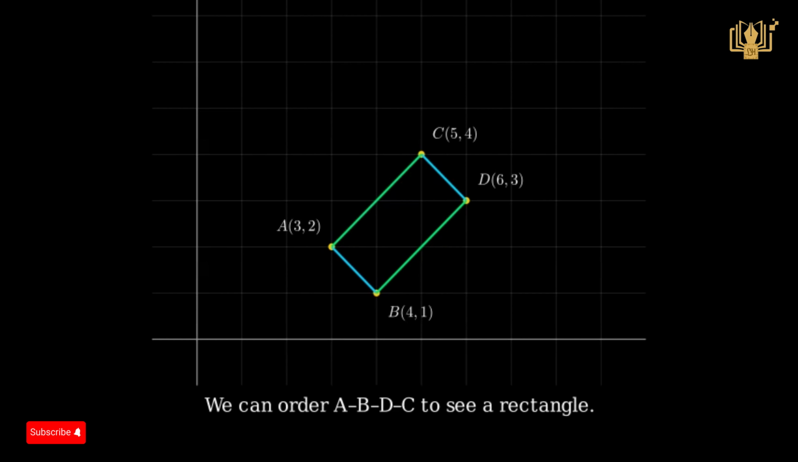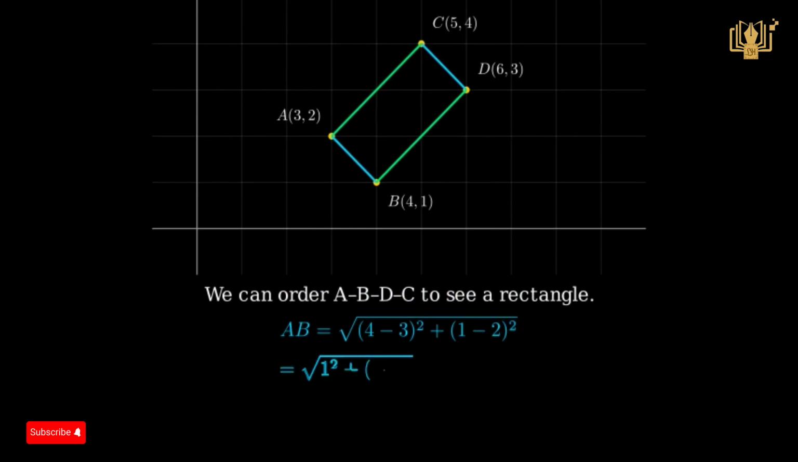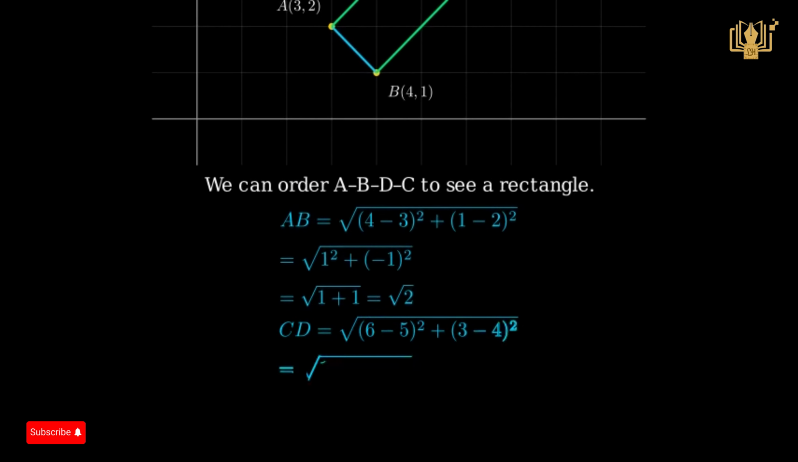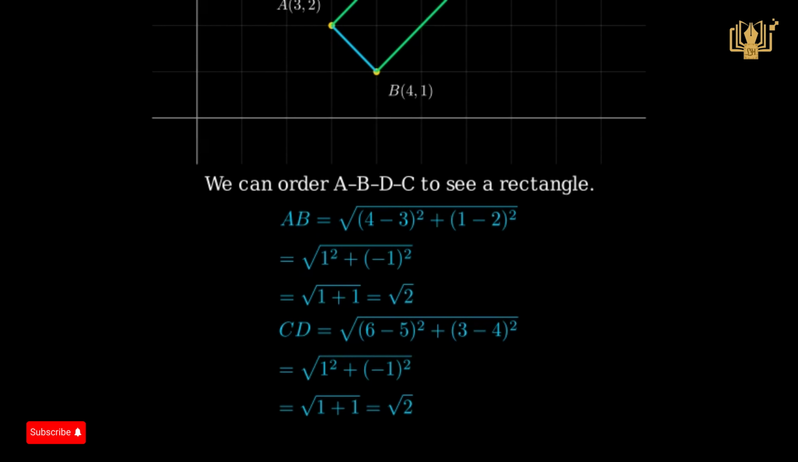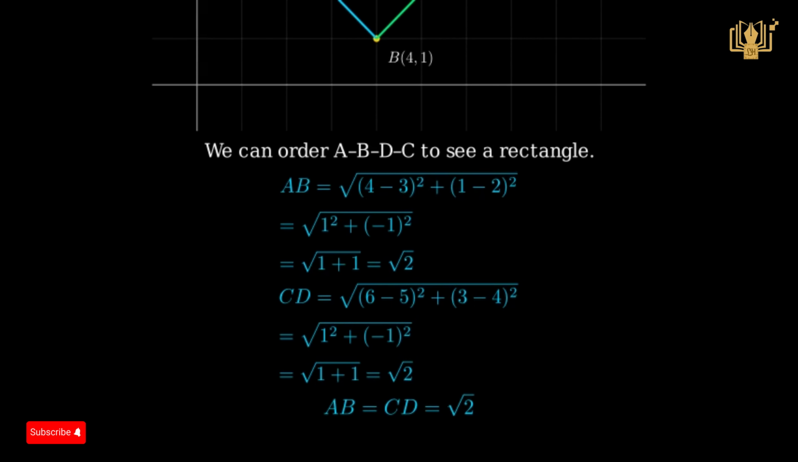First, compute lengths of the four sides using the distance formula. We will compute AB and CD, then BC and DA, just as written in the textbook solution. AB equals the square root of (4 minus 3) squared plus (1 minus 2) squared, which is root 2. CD equals the square root of (6 minus 5) squared plus (3 minus 4) squared, which is also root 2. So AB equals CD.